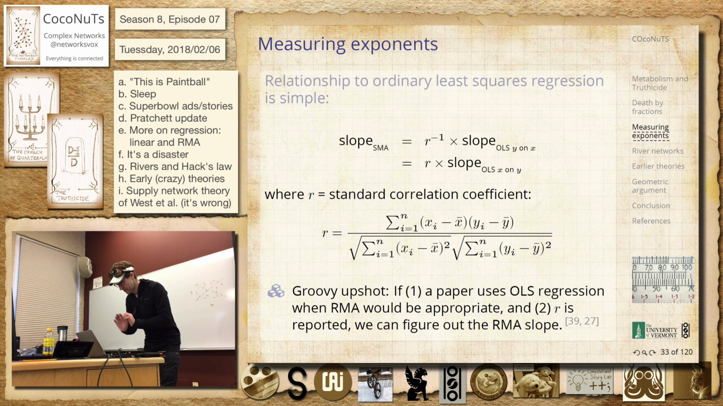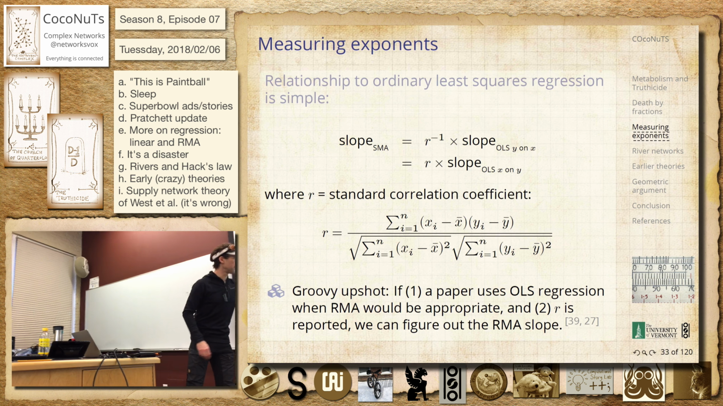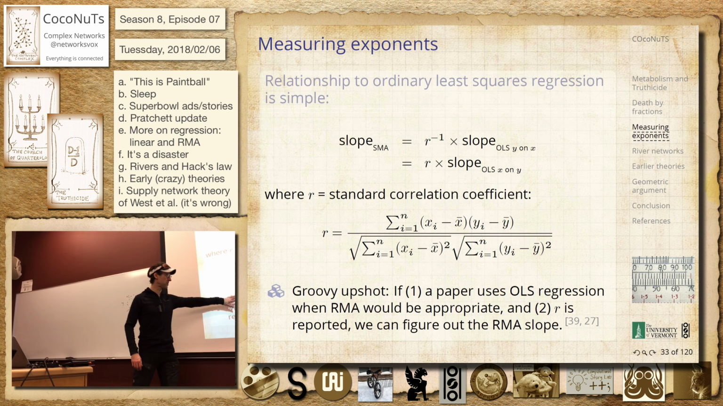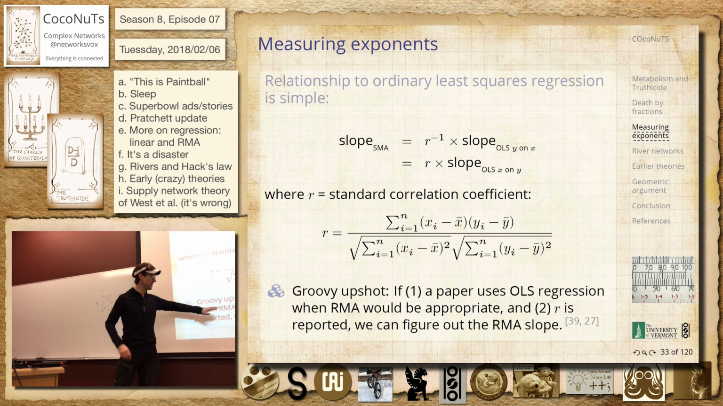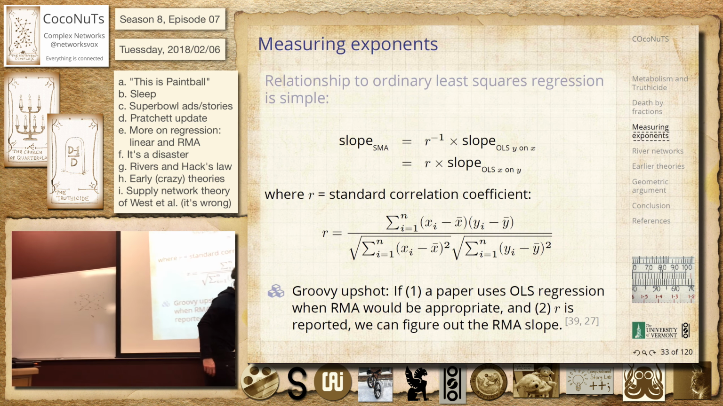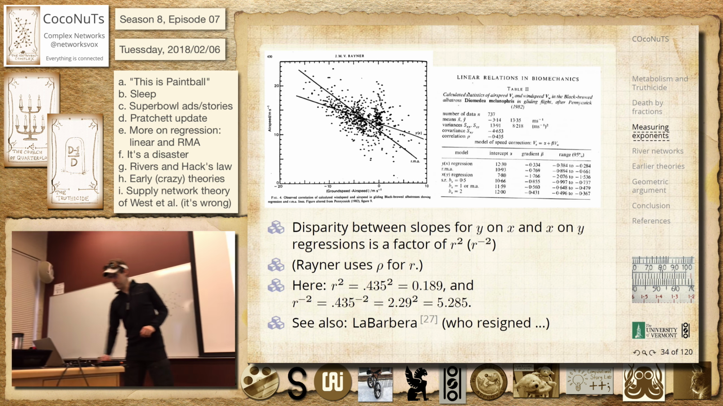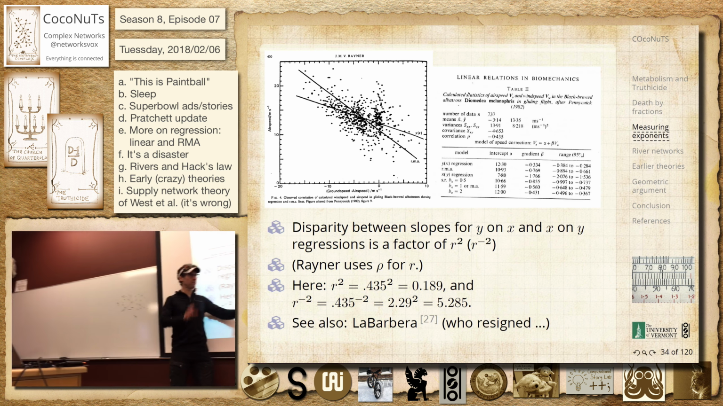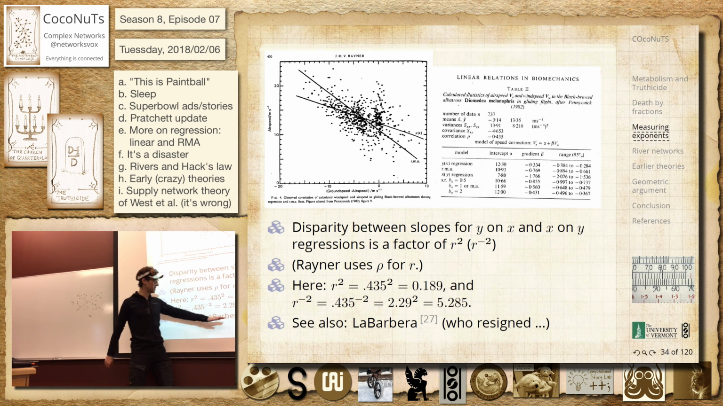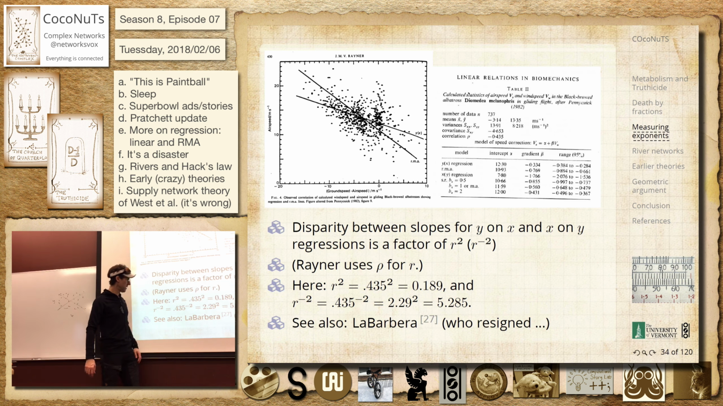Okay, so that's all in there, and I've just written this out, right? So the upshot is that if you just have ordinary least squares and you have the correlation coefficient r, then we can figure it out. So that's good. LaBarbera goes through and points to a lot of papers, digs out their data and says, fix these things up.